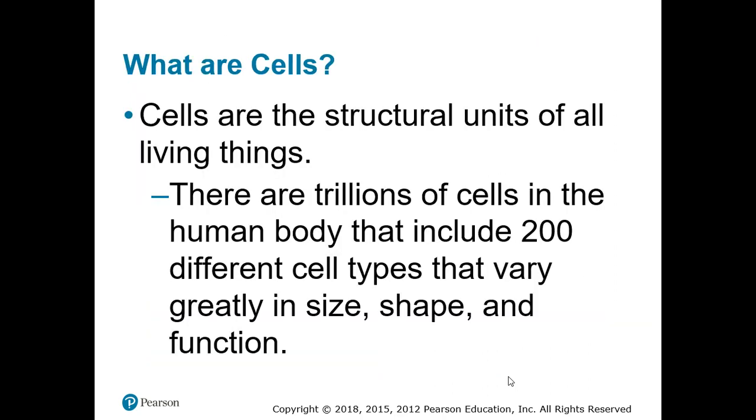We're going to start off by asking what are cells, and cells are defined as the structural units of all living things. There are trillions of cells in the human body, and there are more than 200 different types of cells that vary pretty big based on size, shape, and function.